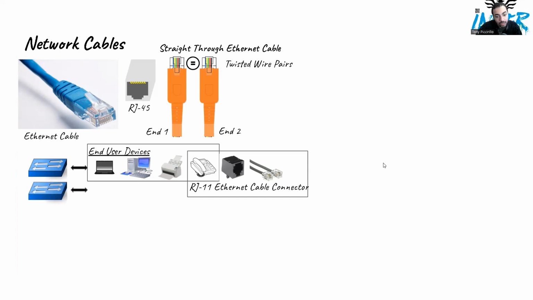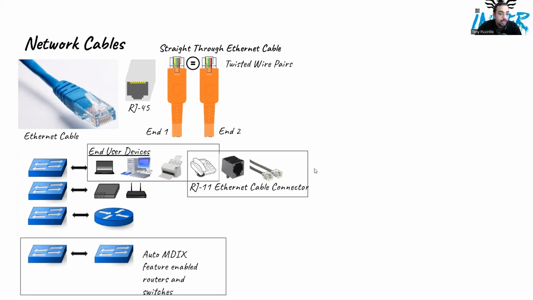So straight-through Ethernet cables can also be used to connect switches to modems or Wi-Fi routers. And they can also be used to connect switches to routers. In order for a straight-through Ethernet cable to connect a switch to another switch, the only way that's possible is if the switches have an auto MDIX feature enabled. This is the same case for router-to-router connection. They both need to have the auto MDIX feature enabled. Otherwise, straight-through cables will not work between switches and switches and routers.